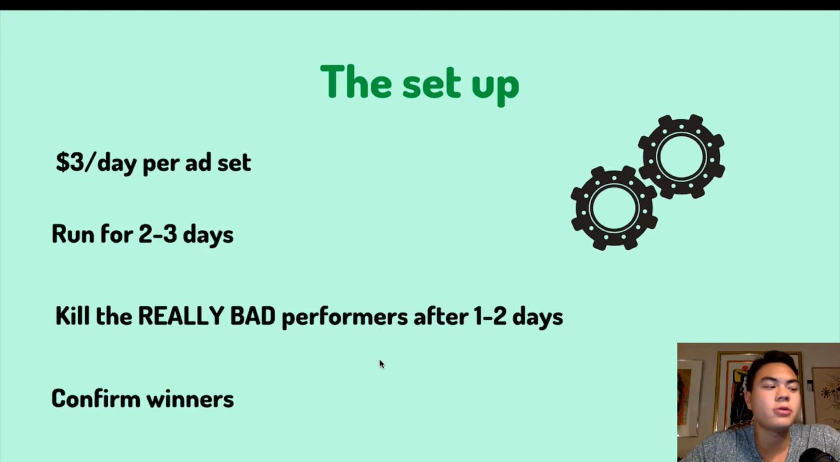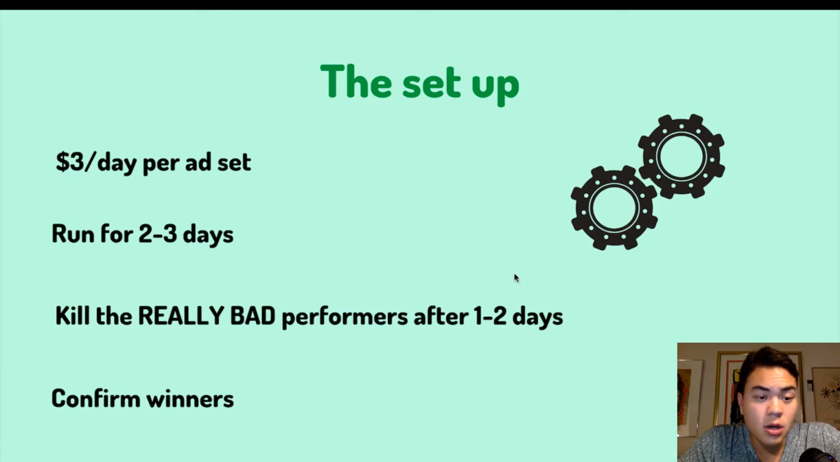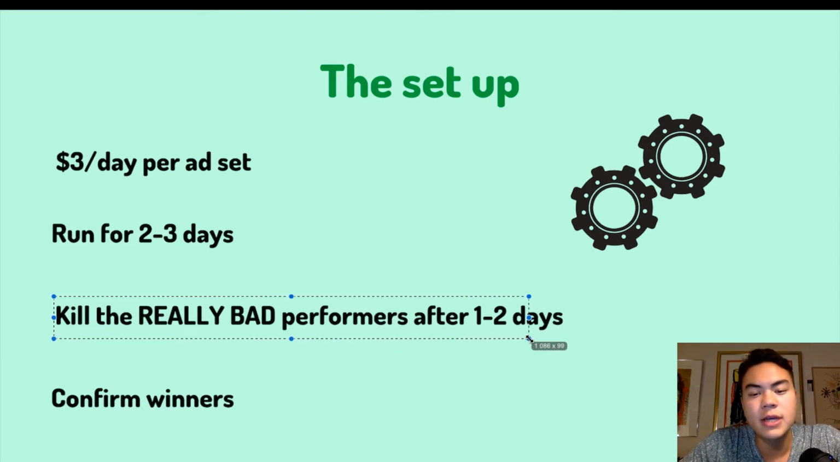The setup. So this is actually how you can set up your split test. I would do $3 per day per ad set, and one ad set would have each own variation of the ad. So for example, if you are testing these 4 thumbnails, I would create 4 different ad sets, each with 1 ad with 1 of these thumbnails, and each would have $3 per day in ad spend. Run each ad set for 2 to 3 days, and this is a very general rule, and kill the really bad performers after 1 to 2 days.